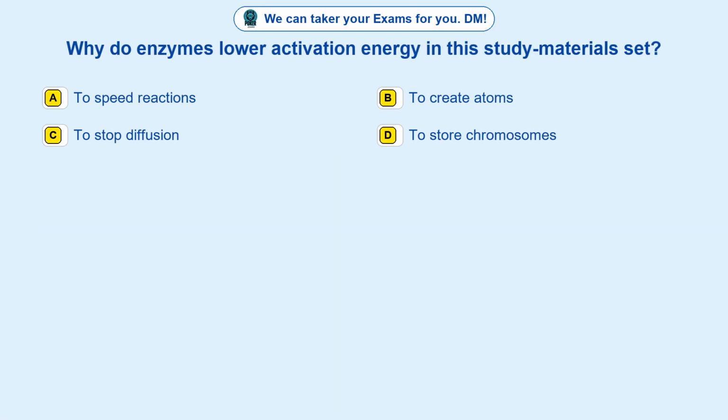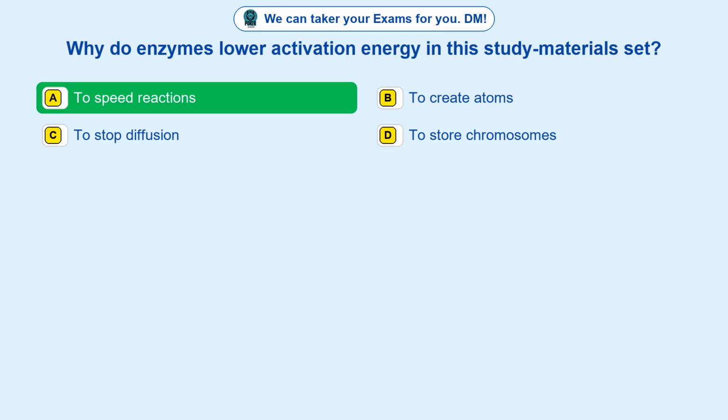Question 5. Why do enzymes lower activation energy in this study materials set? Option A, to speed reactions. Option B, to create atoms. Option C, to stop diffusion. Option D, to store chromosomes. The correct answer is option A, to speed reactions.